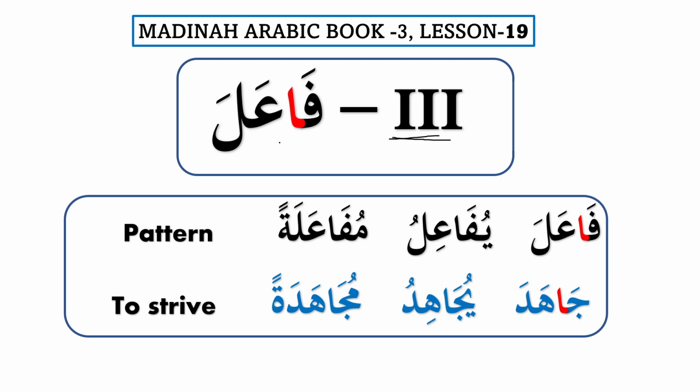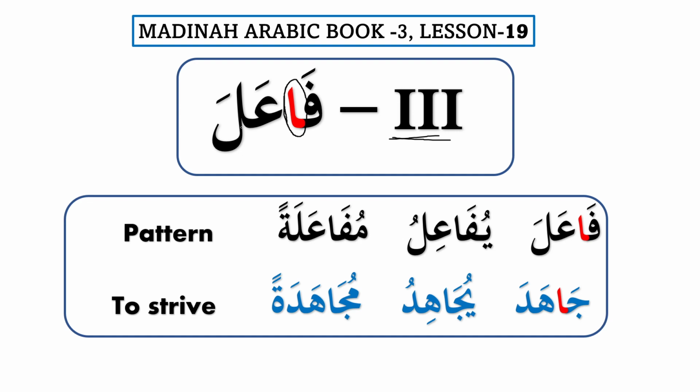So form number 3 is fa'ala. Okay, what is extra over here? When we say mazid fih, that means that there is always one extra letter in the root letters. So what is extra over here? Alif. Fa'ala, alif. Alif always comes in the middle and it is always empty. It does not have any haraka on it. So that's why we call it alif. It never comes at the beginning of the word.